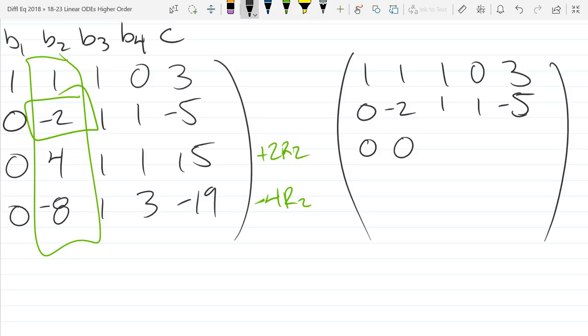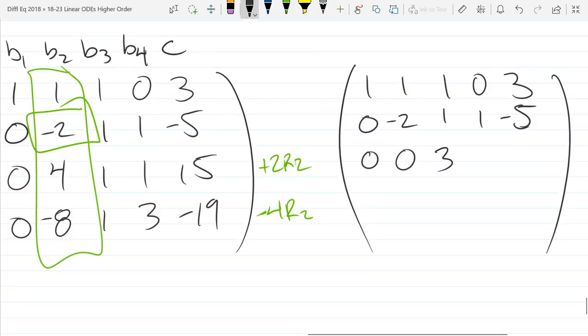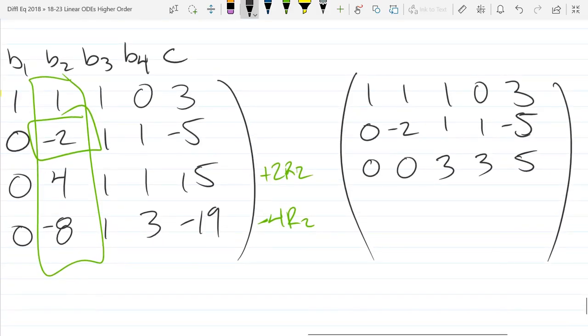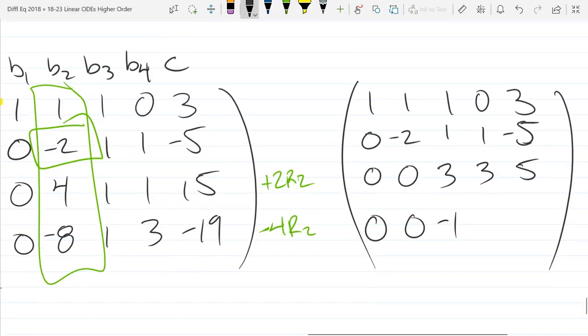So we're adding 2 times negative 2 plus 4 is 0. 2 times 1 is 2 plus 1 is 3. And 2 plus 1 is 3. And negative 10 plus 15 is 5. Now 0. Positive 8 minus 8 is 0. Negative 4 plus 3 is negative 1.